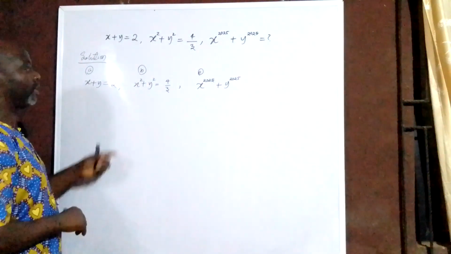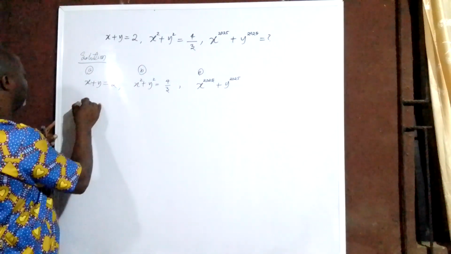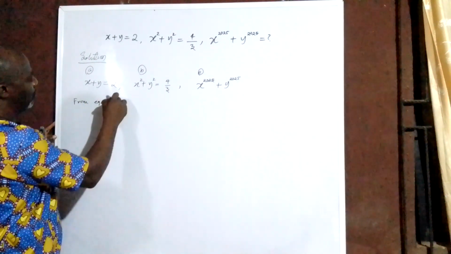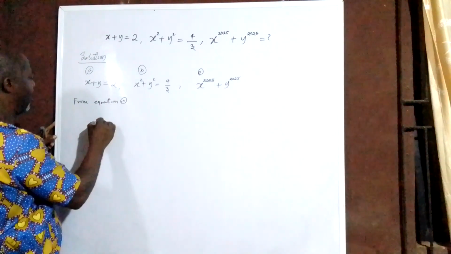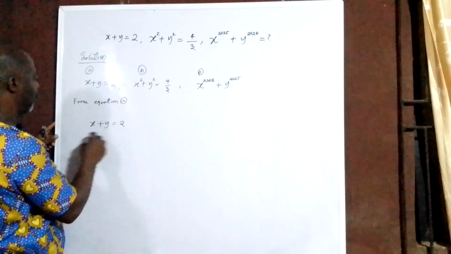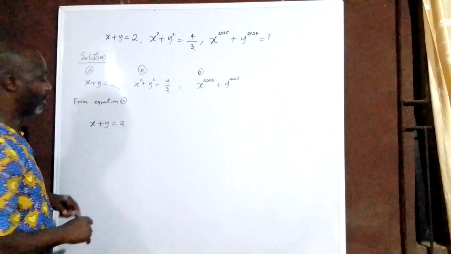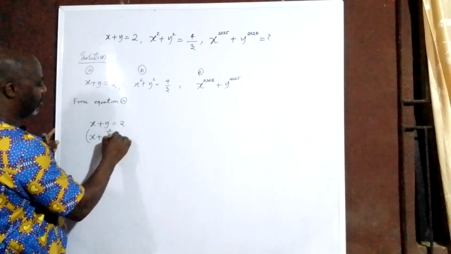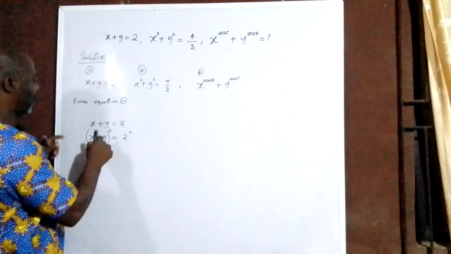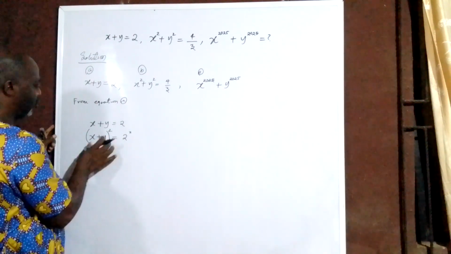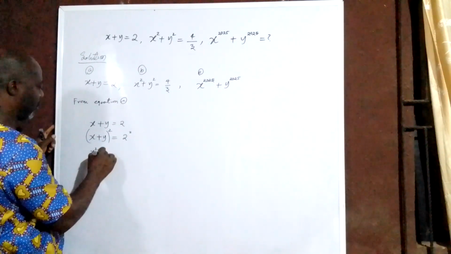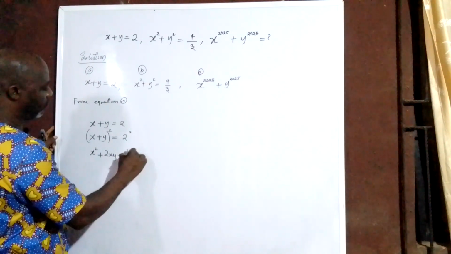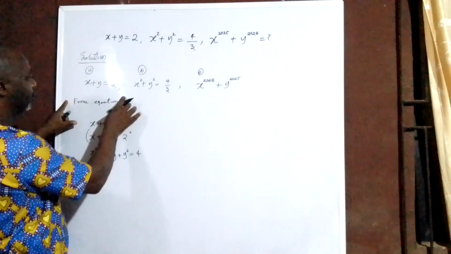So I'm going to start with the first equation. From equation A, I have x plus y equal to 2. I'm going to take the square of both sides, so (x plus y) squared equal to 2 squared. Then I'm going to expand this to give me x squared plus 2xy plus y squared equal to 4. So that is for the first equation.